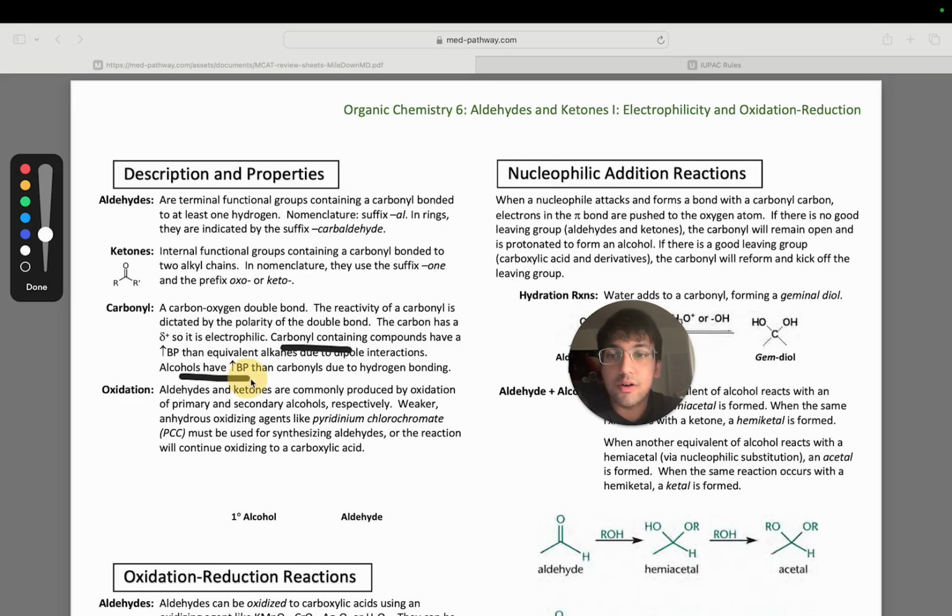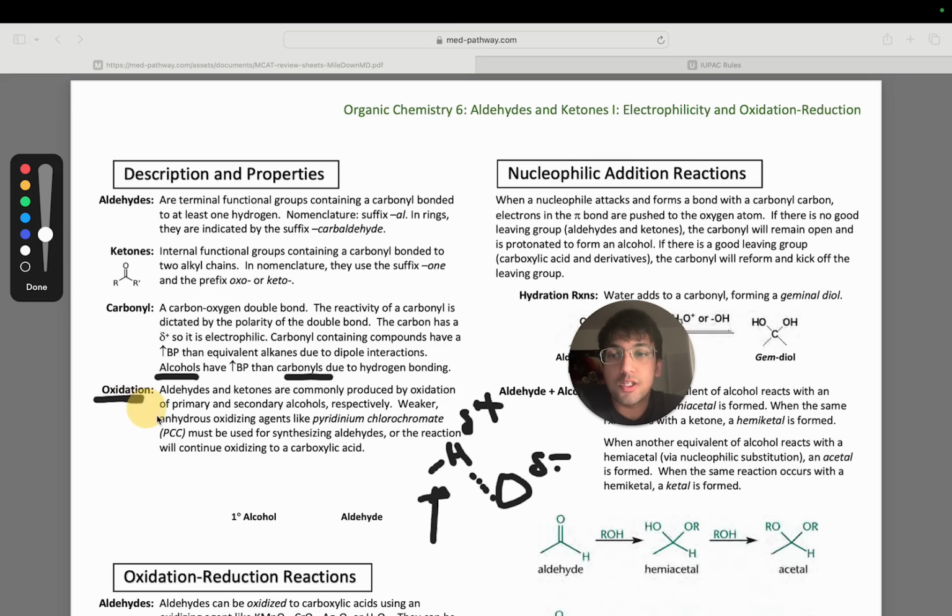Now, alcohols also have higher boiling points, and it's important to know that alcohols have higher boiling points than carbonyls. In my organic chemistry class, I remember getting tested on this, and they asked me, why is it that alcohols have higher boiling points than carbonyls? The reason for that is hydrogen bonding is really strong, right? This hydrogen is partially positive, and there are other oxygens that are partially negative, and these are going to hydrogen bond, and basically it's going to elevate the boiling point. So that's important to know.